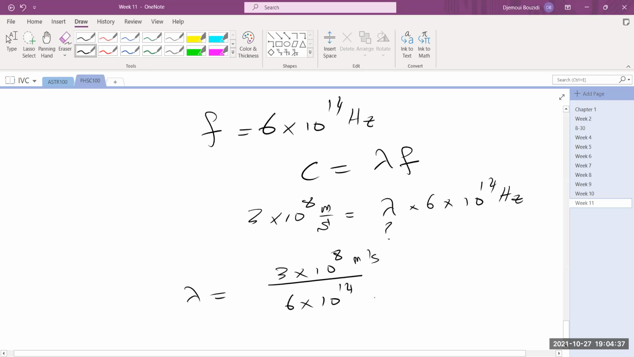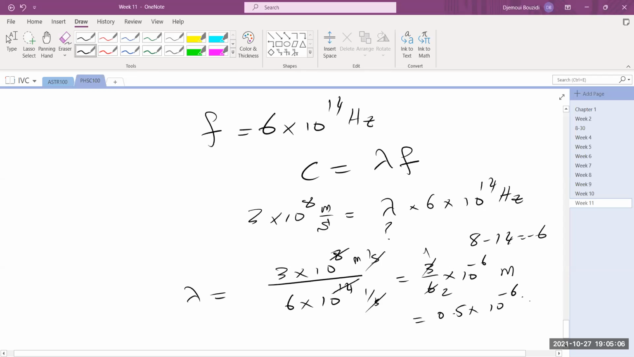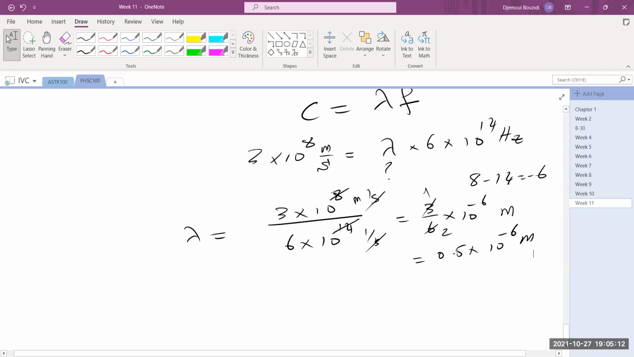So this is meters per second, and a hertz is 1 over second. The second cancels the second, and the answer is going to be in meters. 14 and 8: 8 minus 14 is negative 6. Okay, so I have 3 over 6 times 10 to the negative 6 meters. But what is 3 over 6? That's 1/2. So the answer is 0.5 times 10 to the negative 6 meters. 0.5, by the way, in scientific notation is not acceptable. So I have to move the decimal point to this side and subtract another 1 from the power. So it's going to be the correct answer in here.